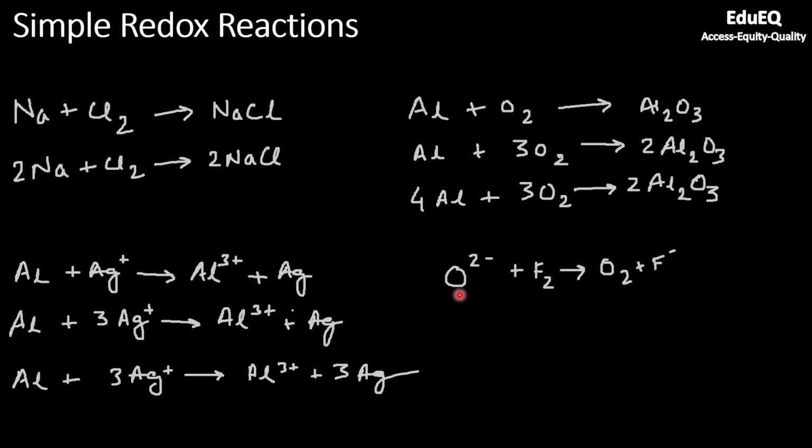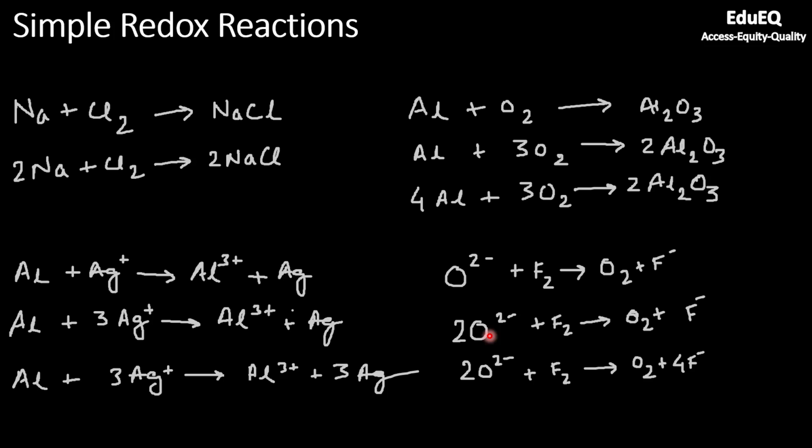Another equation, O2 minus plus F2 giving O2 plus F minus. So this is a reaction where you have to balance atoms and you have to balance charges also. We first try to balance the oxygen. Here you have 2 oxygens, so I will make 2 oxygens here also. In doing so, I have created an imbalance for charge. So now the charge imbalance is, here you have negative 4 charge, here you have negative 1 charge only. So you have to multiply this fluorine by 4. When you do that, now charge is balanced, oxygen is balanced, but there is an imbalance for fluorine.